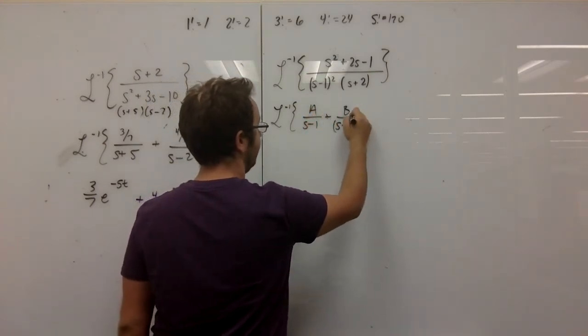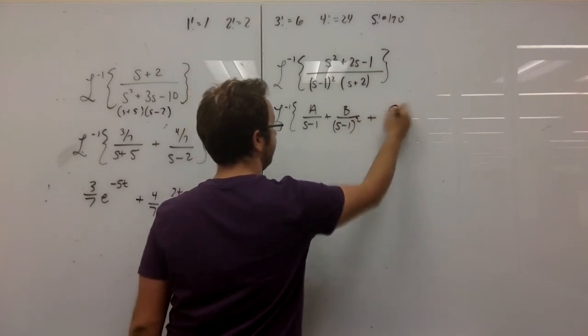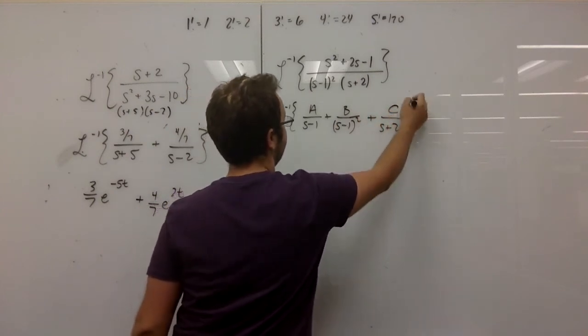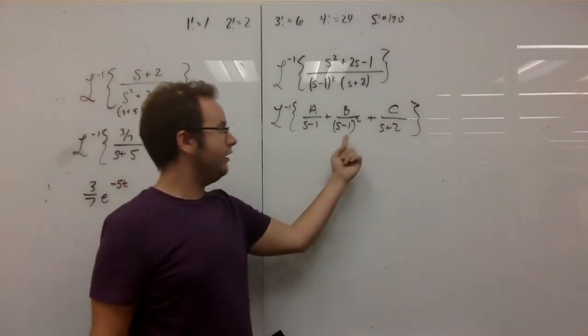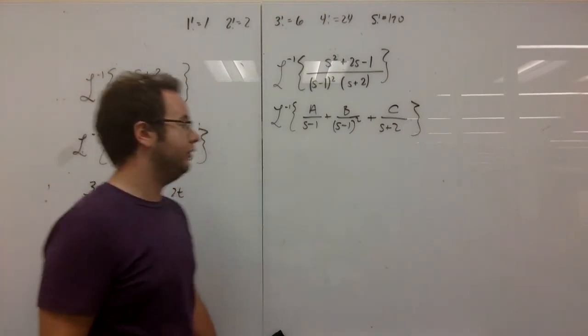Is that familiar? For every time you have a repeated linear factor, you have to do it twice, or up until the highest power. So if we had s minus 1 to the 4th, we need a c over s minus 1 cubed and a d over s minus 1 to the 4th.